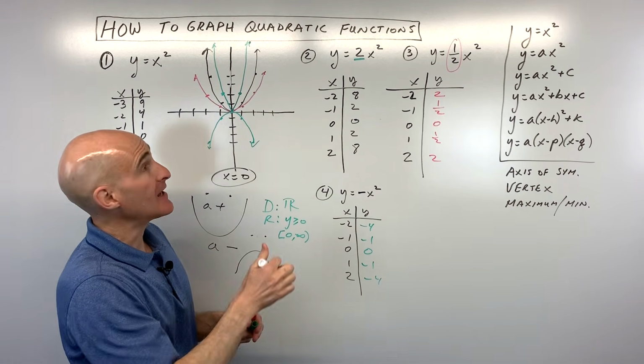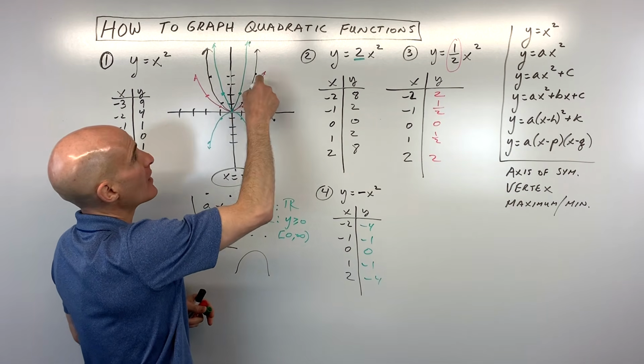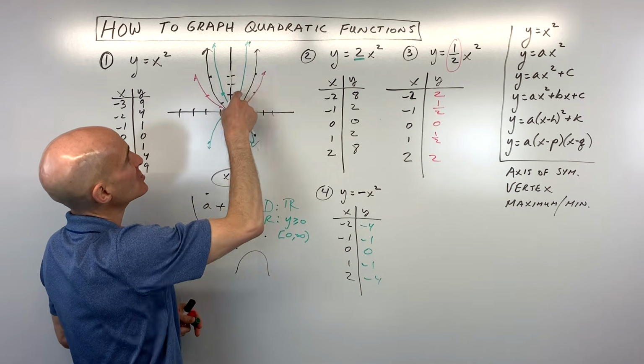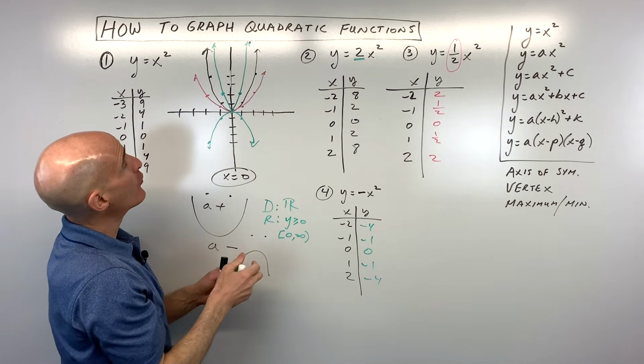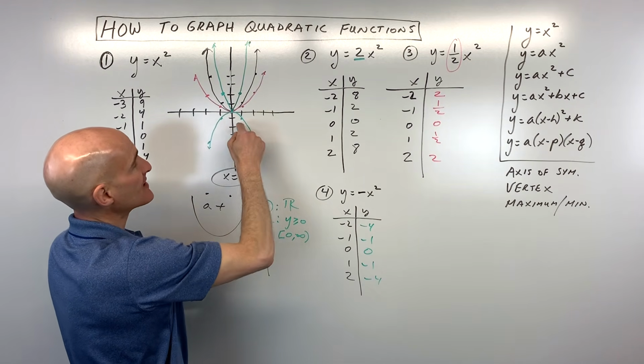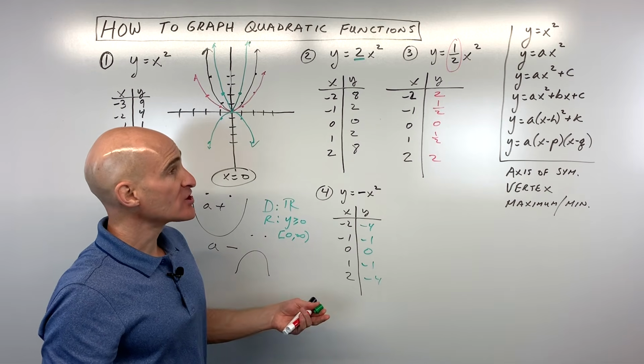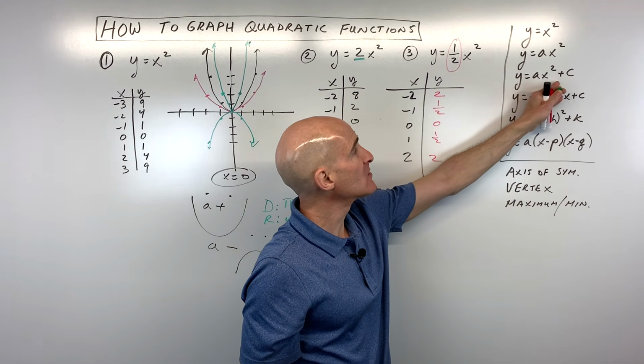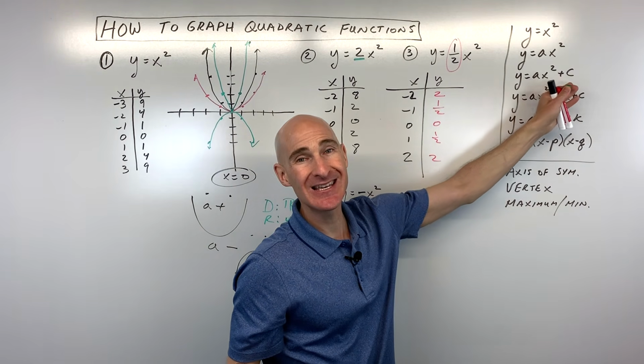what you'll notice is that it has the same shape as the original graph, y equals x squared, the parent function. Same shape. It's just been reflected over the x-axis. All right, so let's dive into some of the ones that involve ax squared plus c next.